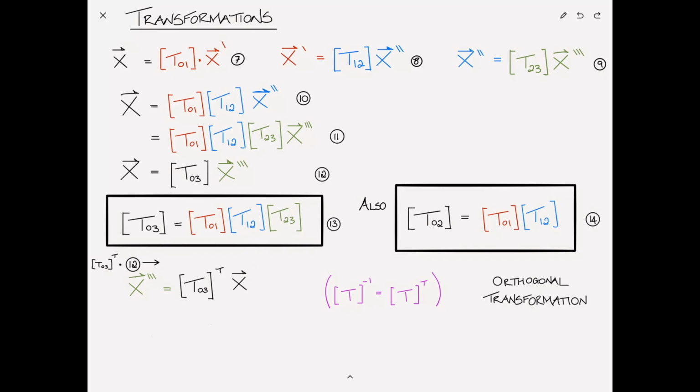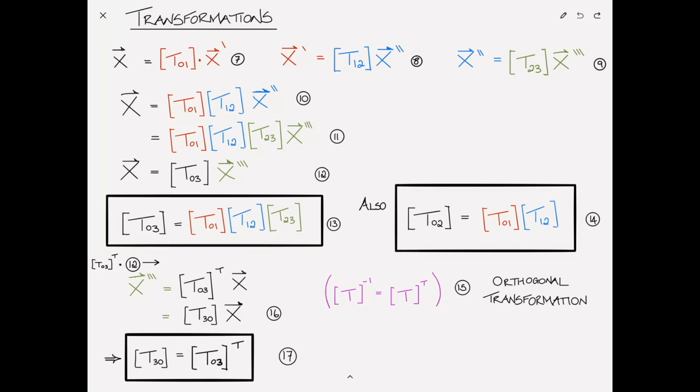So using the same nomenclature above, I could rewrite this as T30 times x. Why? Because we're going from the 0th to the 3rd coordinate system based on this equation. This implies that T30 is just the transpose of T03. So, having got any of these transformations, if I want to go in the reverse direction, I simply need to take the transpose. And this is a very good result, it turns out. Number 15, 16, 17, and let's box our very good result.